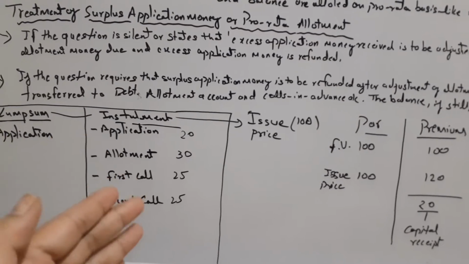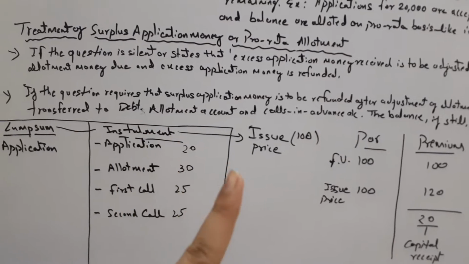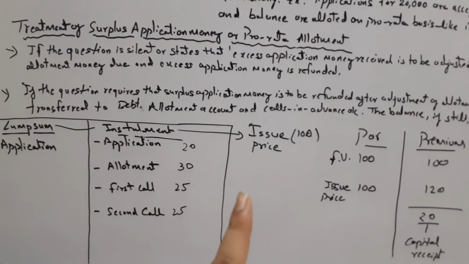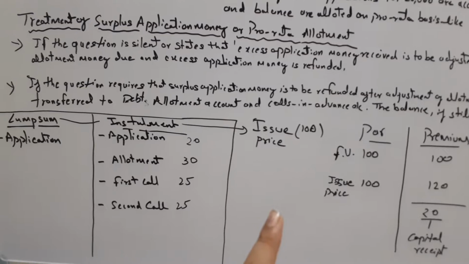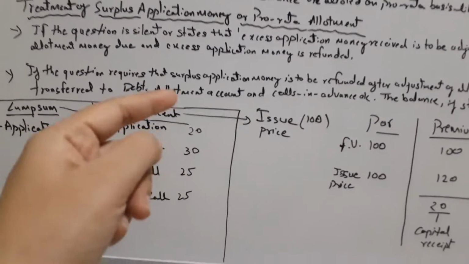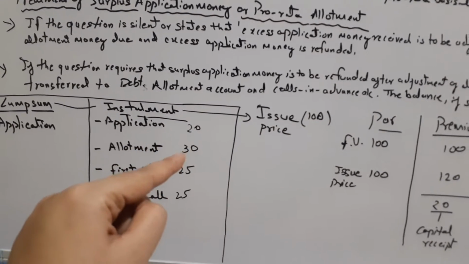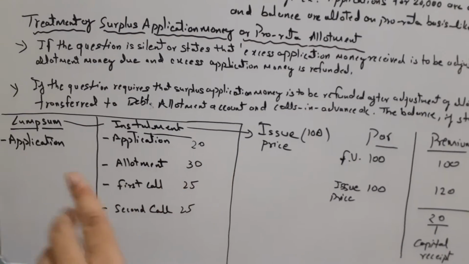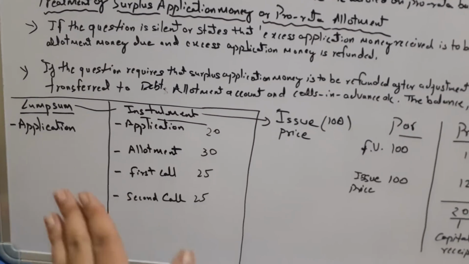The stages are application, 20 rupees, that means 20,000 debentures for 20 rupees. Then allotment, the same 20,000 debentures for 30 rupees. Then first call, 25 multiplied by 20,000 debentures, and second call, 25 multiplied by 20,000. If you add up all these, you will get the issue price of 100 rupees, which is the face value. 20 plus 30 is 50, plus 25 is 75, plus 25 is 100. This is the brief of the last video.